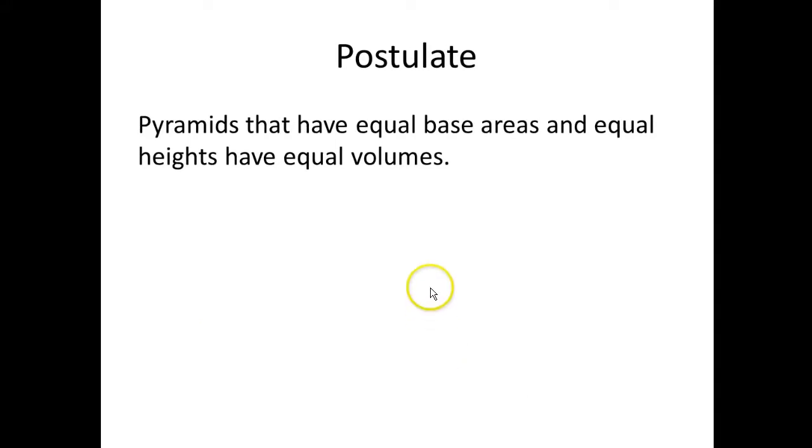This postulate is going to help us develop a formula for the volume of a general pyramid, and it states this: pyramids that have equal base areas and equal heights have identical volumes. So any two pyramids that have equal base areas, which doesn't necessarily mean they have the same base shape, as long as they have equal heights, are going to have equal volumes, just like we showed is true for two triangles that have the same base and same height. The same thing applies to pyramids. If two pyramids have the same exact base area and the same exact height, then they're going to have the exact same volume.